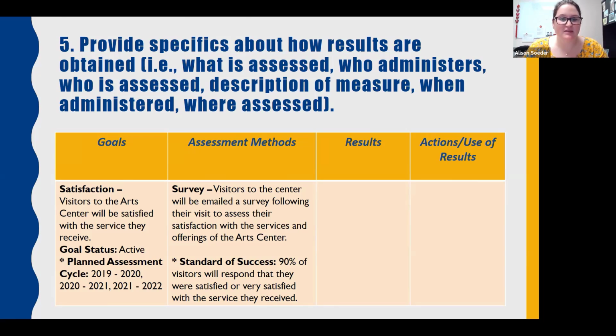So this is a survey. They did identify the assessment method type. Visitors to the center will be emailed a survey following their visit to assess their satisfaction with the services and offerings of the Arts Center. Our standard of success for this assessment method is that 90% of the visitors will respond that they were satisfied or very satisfied with the service they received. So as a reviewer, would you mark that assessment method, keeping in mind that we are looking for those bits of information about how the results are obtained, as excellent, acceptable, or revised?